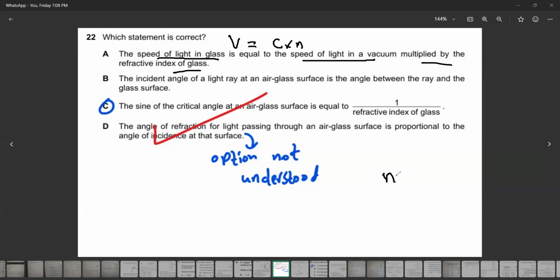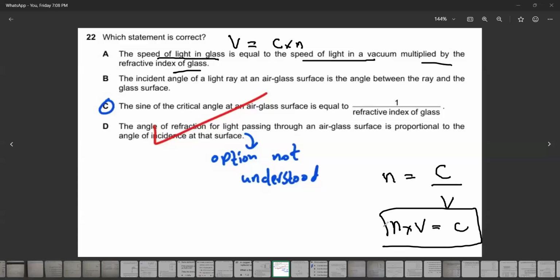We have the formula that the refractive index is the speed of light in air divided by the speed of light in a medium. Or we can say n, the refractive index, multiplied by the speed of light in the medium is equal to the speed of light in air or vacuum. So this is the actual formula, but that is not the actual formula. V is not equal to c times n, so that's why A is not correct.